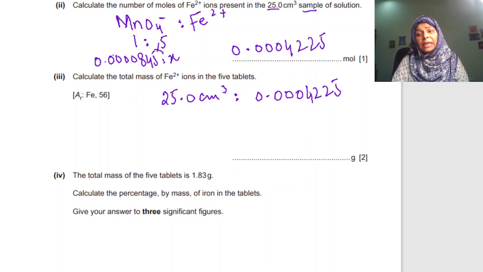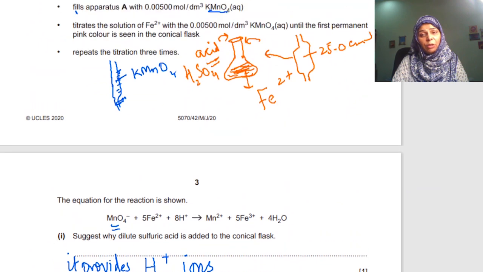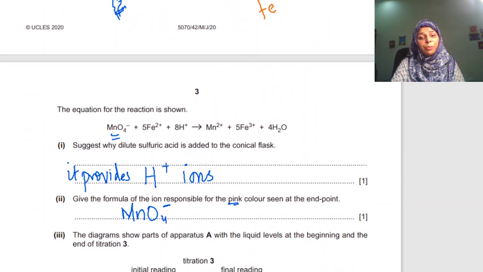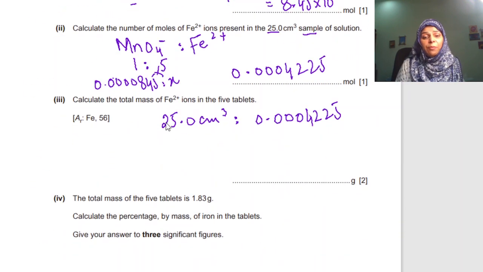But if we look at the previous 5 tablets, how much volume have we prepared in the volumetric flask? Yes, with all of these 5 tablets, we have prepared 250 centimeter cube of solution. Total 5 tablets are in 250, but we have calculated in 25.0 centimeter cube. So first, in 25.0 centimeter cube we got the moles of Fe2+ ions. If we have 250 centimeter cube, how many moles will be there?